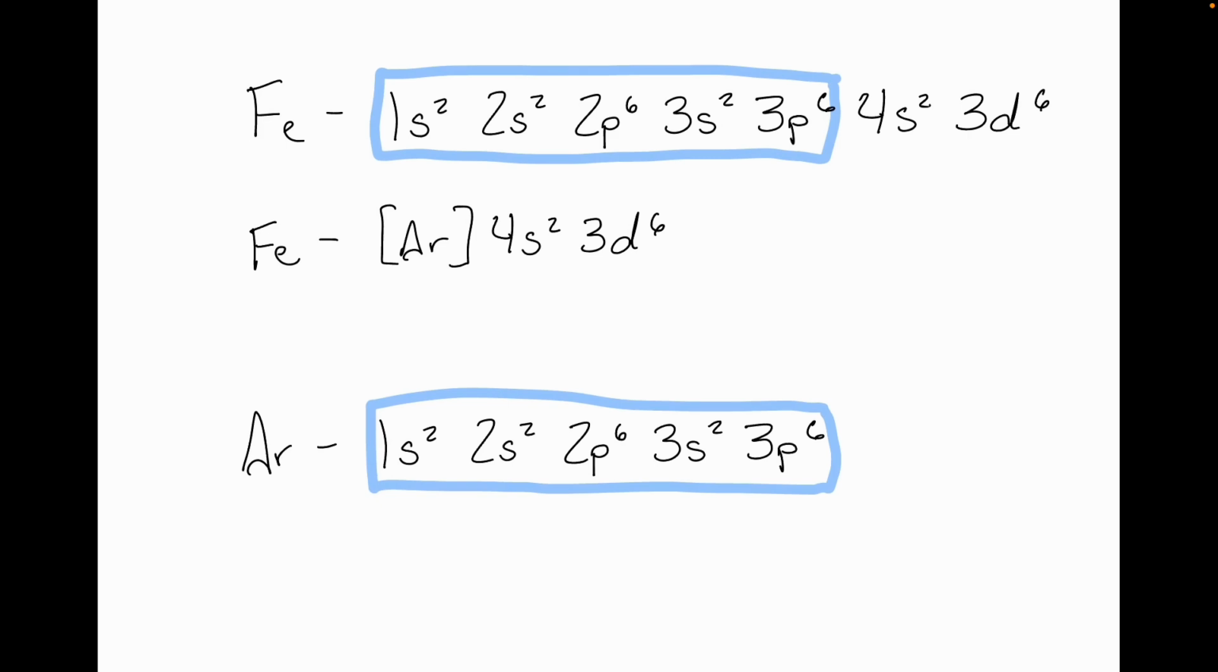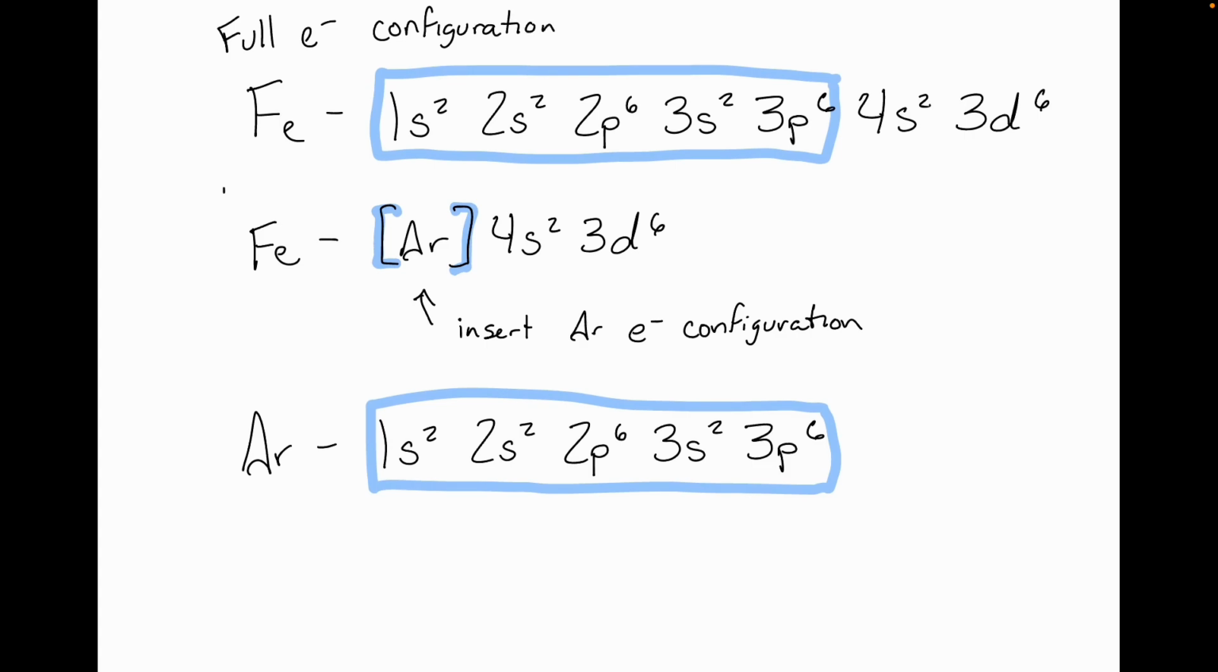Okay, and what this bracket means is insert argon's electron configuration. So bracket argon means the electron configuration for argon. And then if we want it for iron, we got to add that 4s2 3d6 to the end there. So this is what we call the full electron configuration. And this is what we call the noble gas abbreviation.